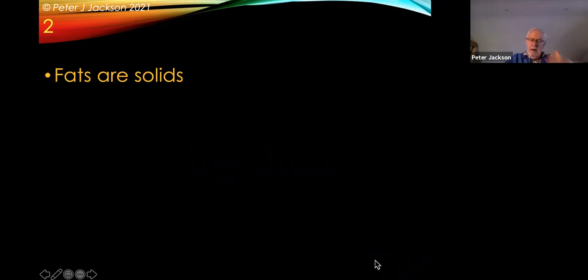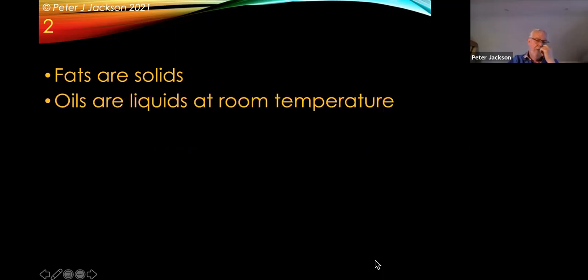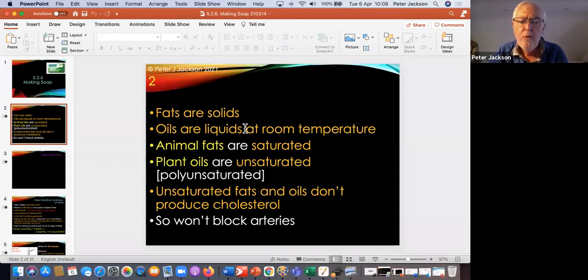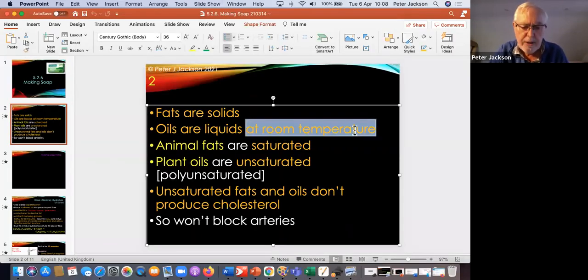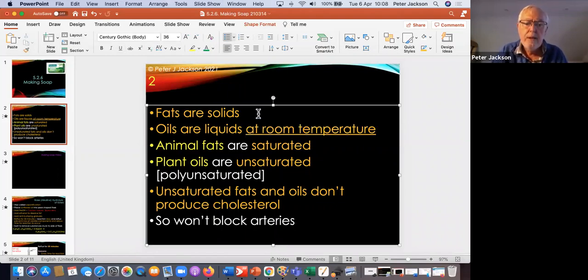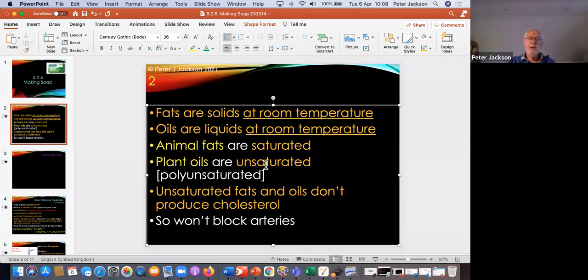Some of the ancillary knowledge you need for this experiment are that fats are solids and oils are liquids at room temperature. At room temperature. I'm going to underline that, just to make sure that you get the idea that it's at room temperature. If you raise the temperature above room temperature, of course, fats will become liquids. You heat butter up, it melts.